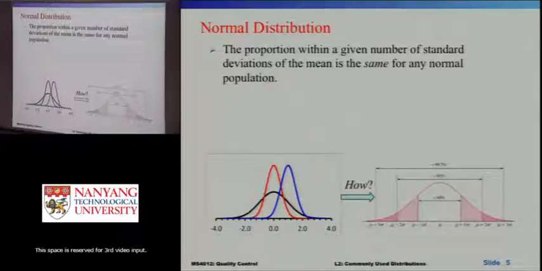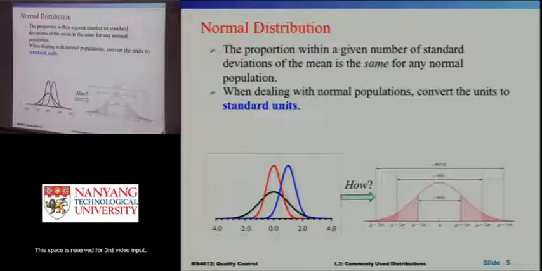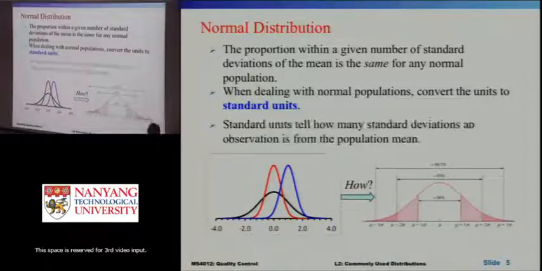So our goal is to convert any normal distribution to this unit one. We know the property that within a given number of standard deviations of the mean, the probability is the same for any normal distribution, right? So we just need to convert it to a unit of standard deviation. When dealing with the normal, we convert the unit to the standard unit. The standard unit here is just its own standard deviation. So the standard unit will tell how many standard deviations an observation is from the population mean.